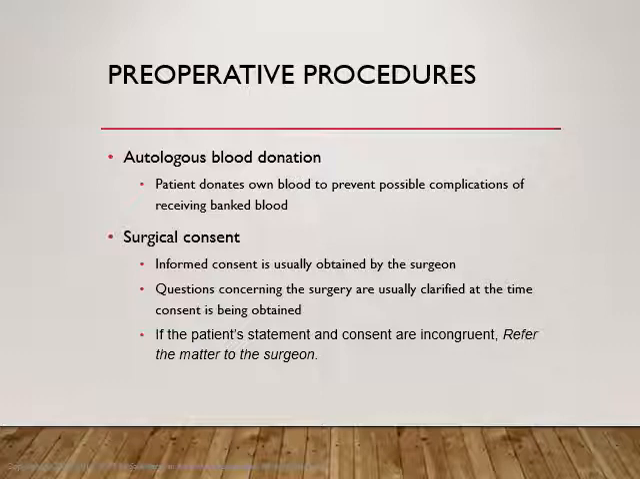Preoperative procedures. Autologous blood donation. Patient donates own blood to prevent possible complications of receiving banked blood. Surgical consent. Informed consent is usually obtained by the surgeon. Questions concerning the surgery are usually clarified at the time consent is being obtained.